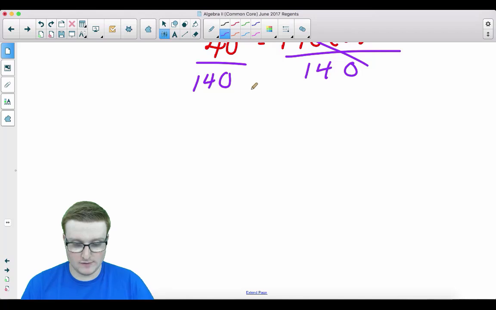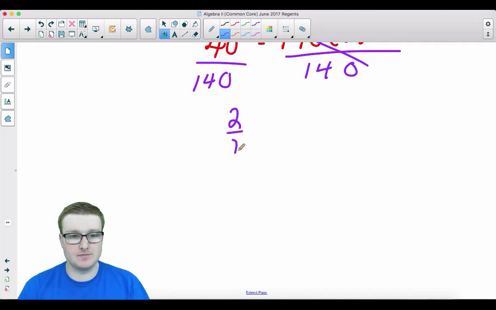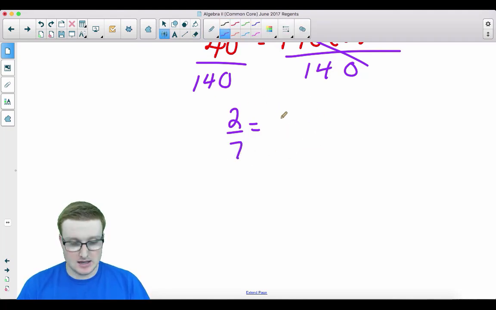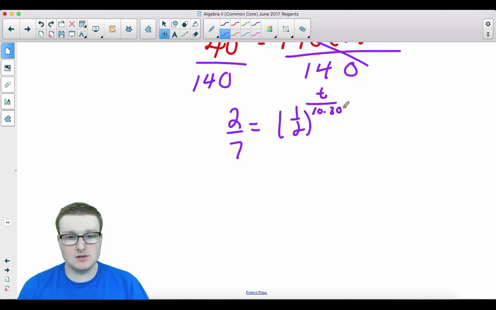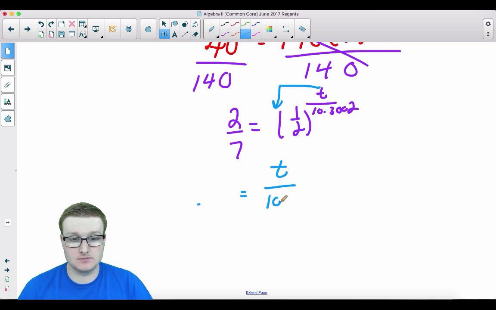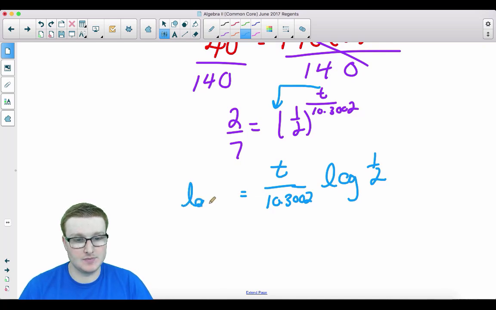So 40 divided by 140, that's just going to be 2/7 is equal to the log. Nope, I went too far. I went too fast. My apologies. 2/7 is equal to 1/2 to the T divided by 10.3002. Okay, so I'm going to move this exponent down in the front. Remember, when you move it down, you have to write the word log. But once you take the log of one side, you must take the log of the other side. So this is the log of 2/7.